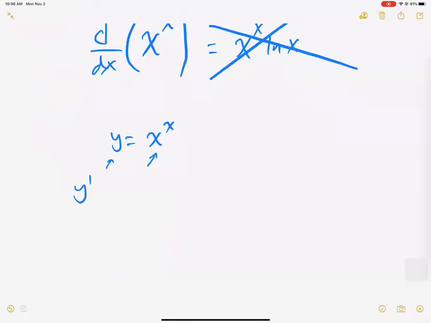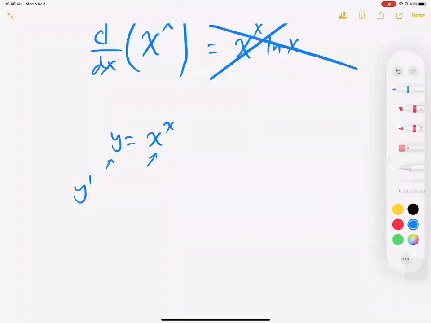So we have to do some algebra tricks. So the algebra trick is this. Since we don't have a rule for x to the variable, what we're going to do is go ahead and natural log both sides. Because what do natural logs do to exponents? It brings down the exponent.